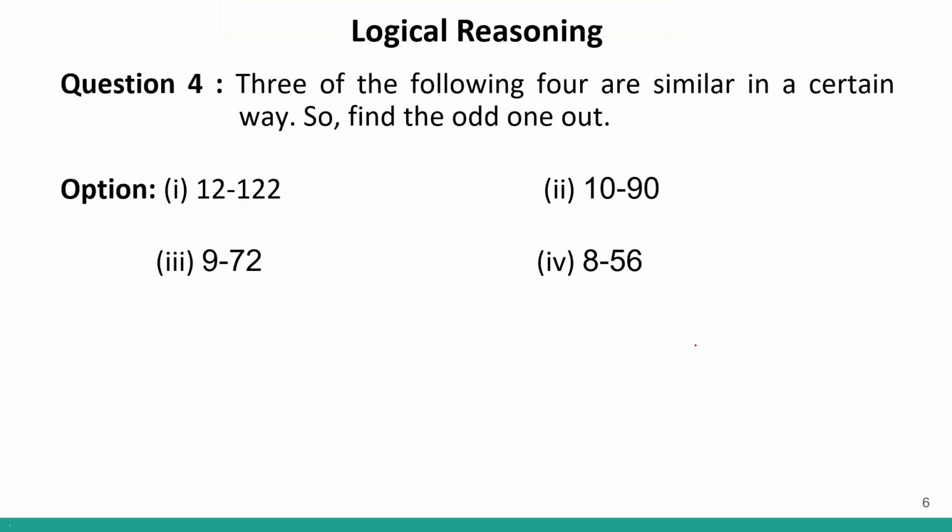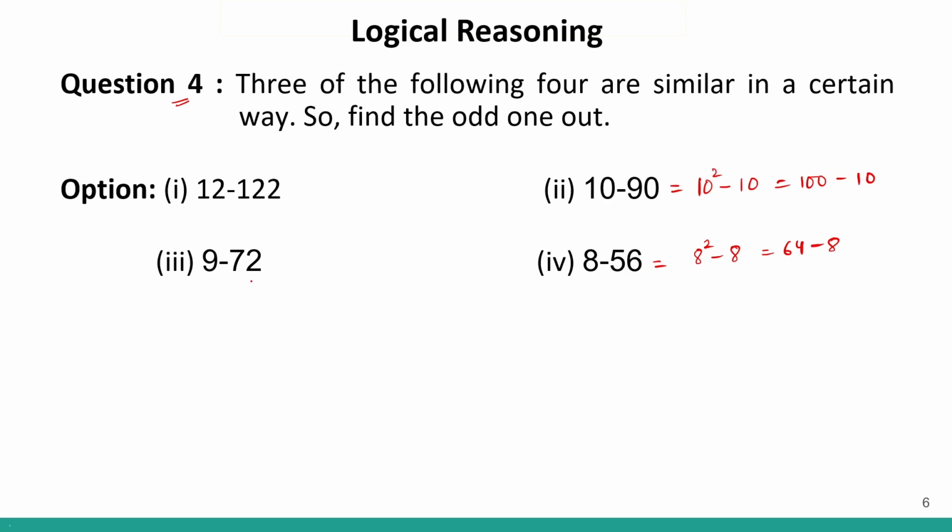Now, question number 4. In question number 4, I can see we have 12, 122, 10, 90, 8, 56 and 9, 72. So if I look at option number 2, I can see 90 is basically what? It is 10 square minus 10. It is 100 minus 10. That is how you got 90. Correct? Similarly, 56 is basically what? It is 8 square minus 8. 64 minus 8 will give me 56.